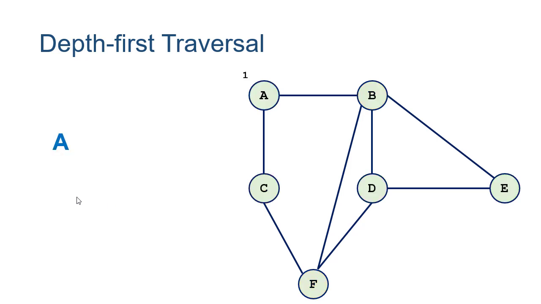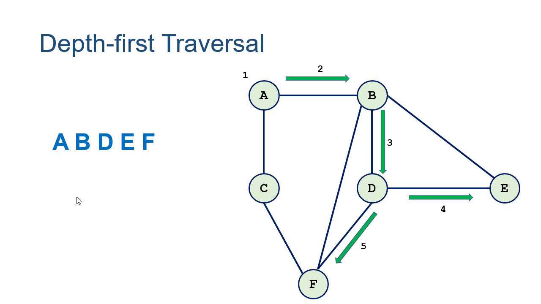Again, we visit A first, then B, then D, then E. Notice we're just going deeper and deeper into the graph as far away from the root as we can. E doesn't have any new neighbors, so we'll backtrack, and D has a new neighbor, F. And then from F, we'll visit C. And from there, there's no nodes with neighbors that we haven't visited. And again, we can implement this using a stack where we add the neighbors to the stack. Something with LIFO order works here very well.